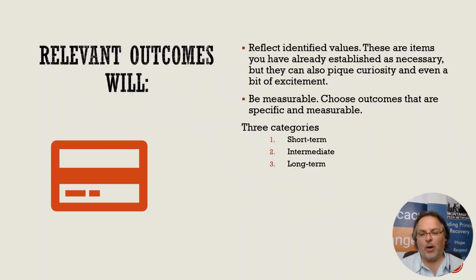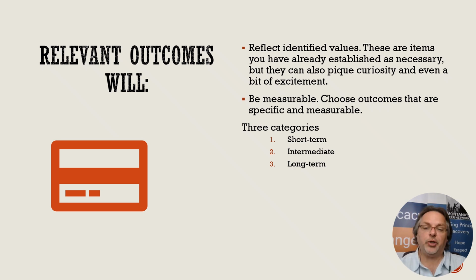Okay, relevant outcomes, right? So we've identified the values. I've given you some nationally recognized values. You may have others that are important to you or important to your program or your funder or the people who come in. You have an advisory council. These are the items you've already established. They're very necessary and can get people really fired up about your program because, hey, we're all here. We all want to help people, right?